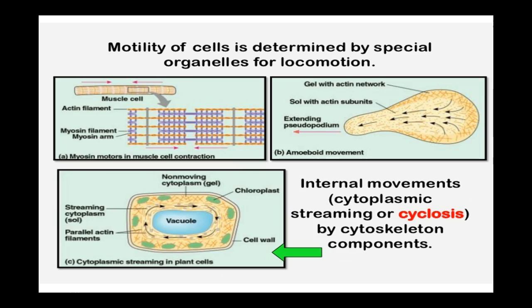In the top right, you have the amoeba motion. So you have the cytoskeleton and the proteins in the cytoskeleton that can extend itself out and move toward that extension, and that allows the amoeba to move away from a danger. And at the bottom, you have the ability to move gel around, so that you have this streaming cytoplasm because of the actin filaments.